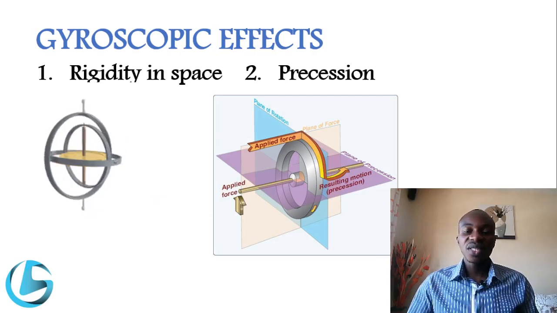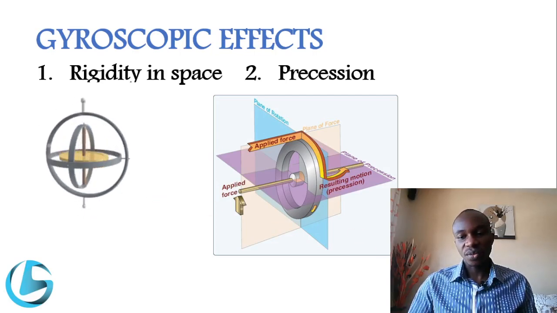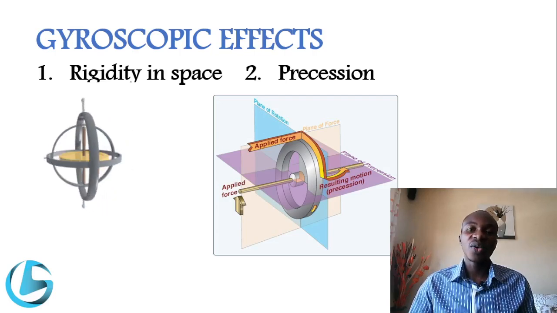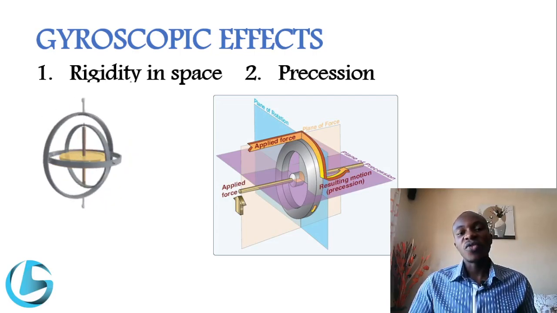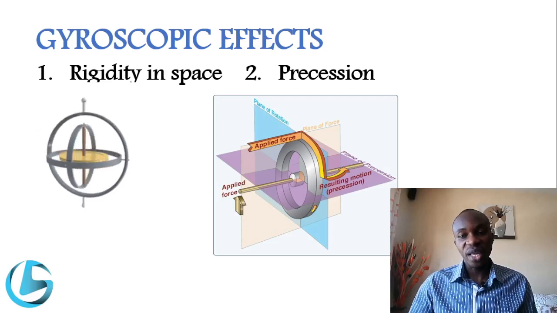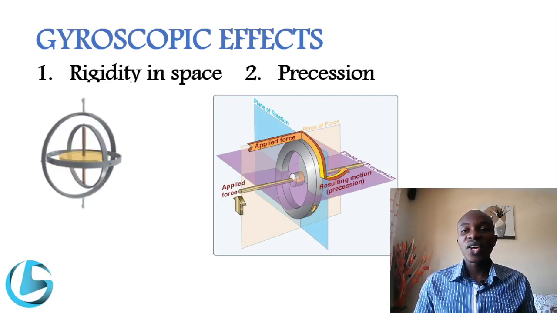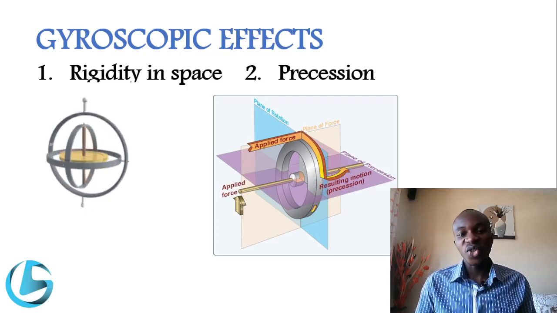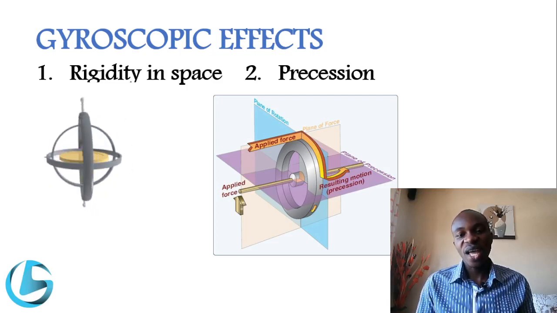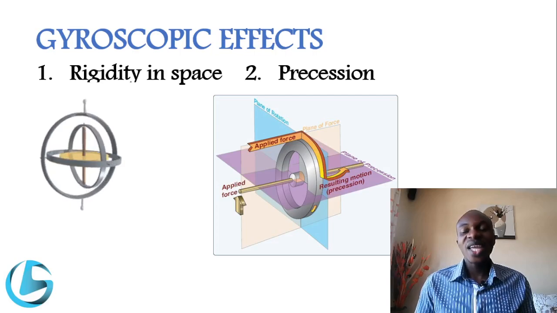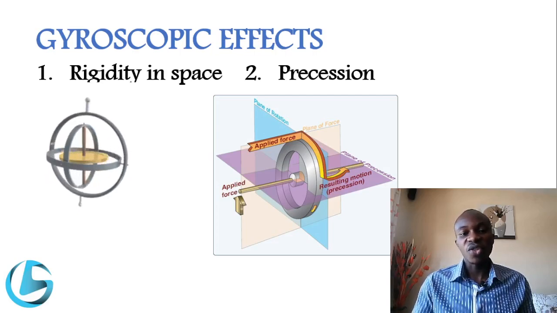The second characteristic of a gyro is precession. Precession is the change of direction of the rotating axis of a rotating body due to an external force. And the change of direction takes place 90 degrees from the point of application of the force in the direction of rotation of the gyro.